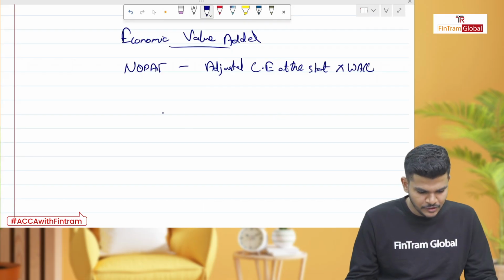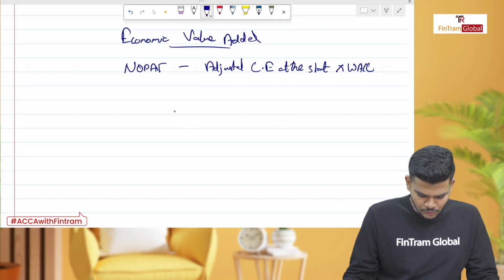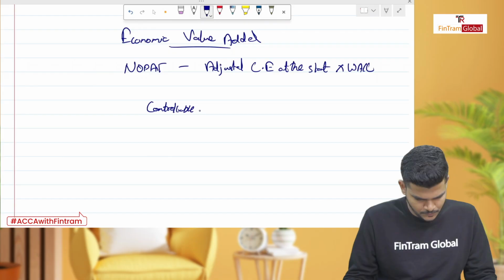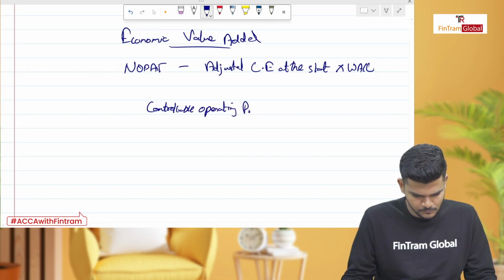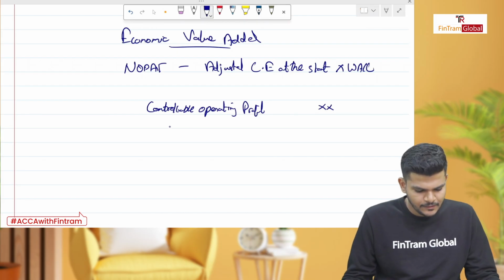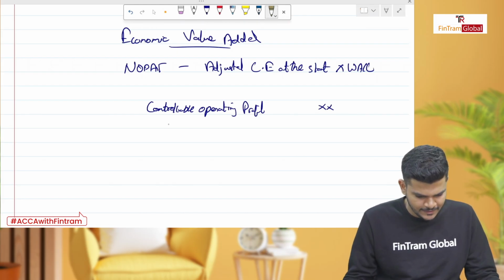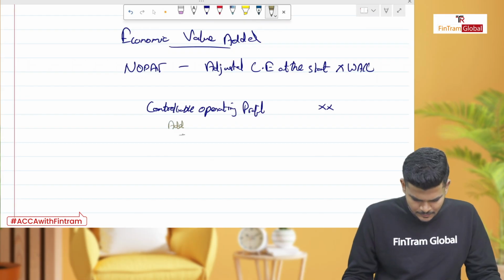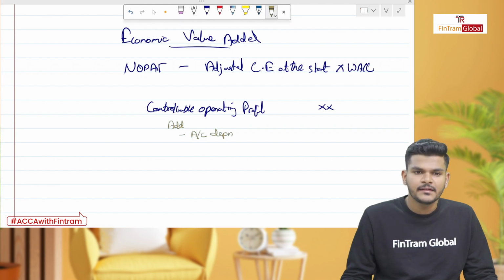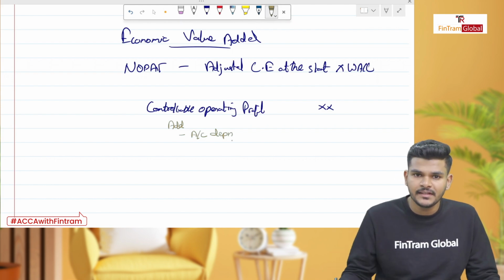For example, how do we get NOPAT exactly? NOPAT is basically, first of all, we take the controllable net profit or operating profit, right? I'll just write the operating profit. I take the controllable operating profit, and what all things do I add back exactly? I need to add back my accounting depreciation, right? Accounting depreciation is something that I add back to the controllable profit.